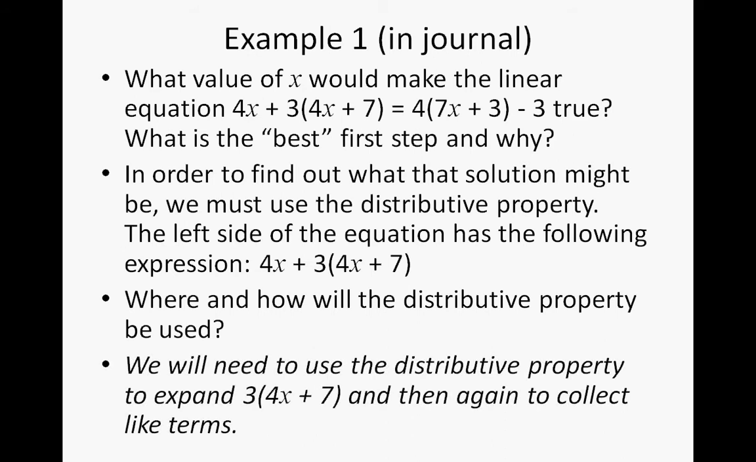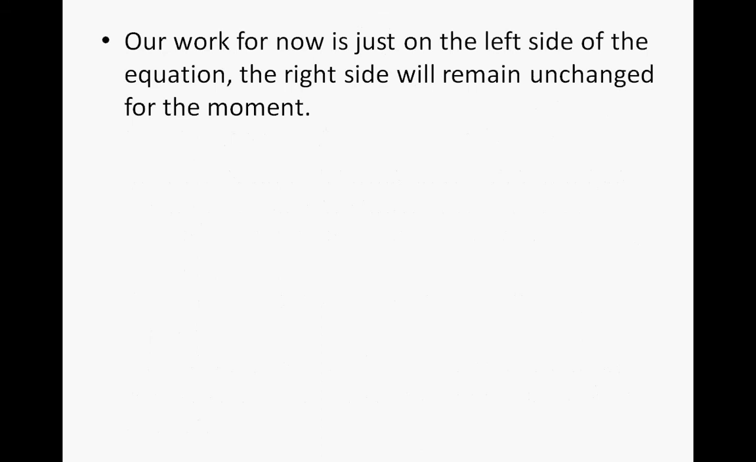Well, we will need to use the distributive property to expand 3 times the quantity of 4x plus 7, and then again to collect like terms. So our work for now is just on the left side of the equation. The right side will remain unchanged for the moment. So we have 4x plus 3 times the quantity of 4x plus 7. When we distribute the 3 to the 4x and the plus 7, we end up with 4x plus 12x plus 21.